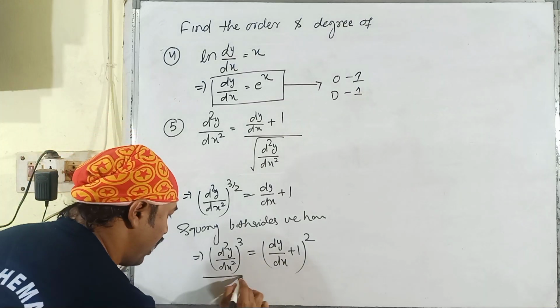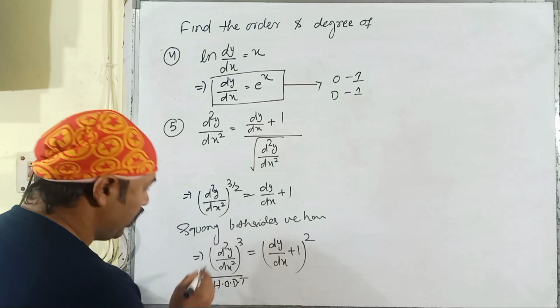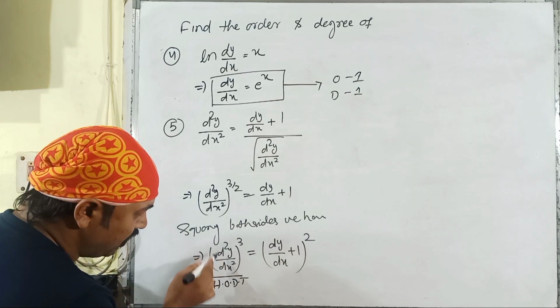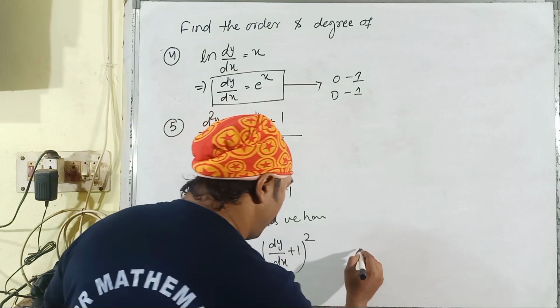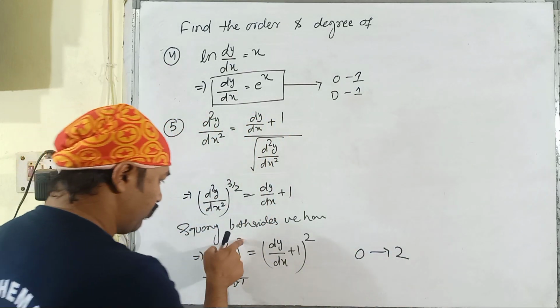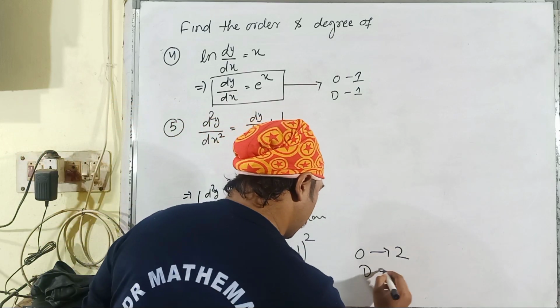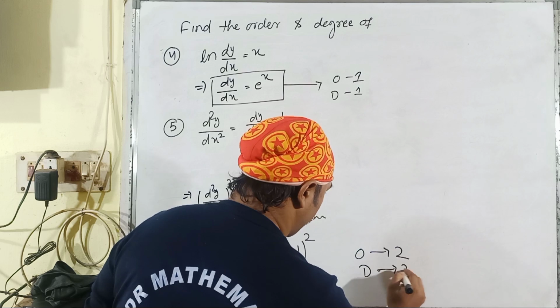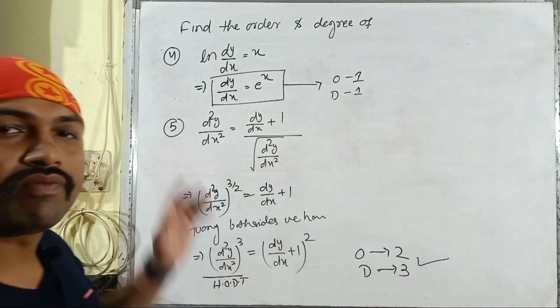And this is the highest order derivative term. And from here you can see that the term y has been differentiated 2 times with respect to the independent variable x. So order is equal to 2. And the degree of the highest order derivative term is the degree of the differential equation. So degree is equal to 3. And this is the answer for the problem number 5.